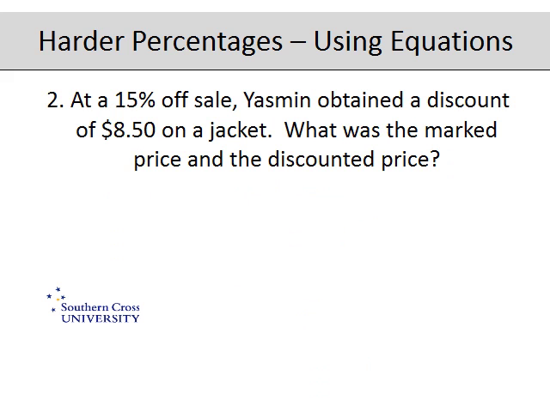Second question, at a 15% off sale, Yasmin obtained a discount of $8.50 on a jacket. What was the marked price and the discounted price? Okay, so all we know is that she got a discount of $8.50 and that was equivalent to 15%. So let's write that in a mathematical sentence. So that means that 15% of the marked price equals $8.50.